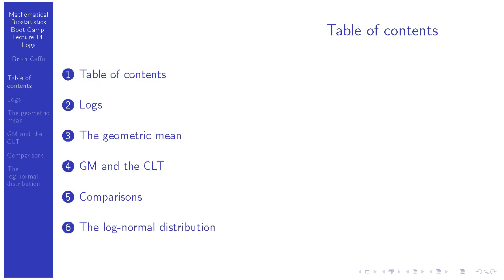In this lecture, we're going to talk about what it means to log data and what impact that has when you do things like take arithmetic means of logged data and create confidence intervals and this sort of thing. So we'll talk about logs, we'll talk about the geometric mean, which is intrinsically related to taking logs of data and taking arithmetic means. And we'll talk about the geometric mean and its relationship with the law of large numbers and the central limit theorem.